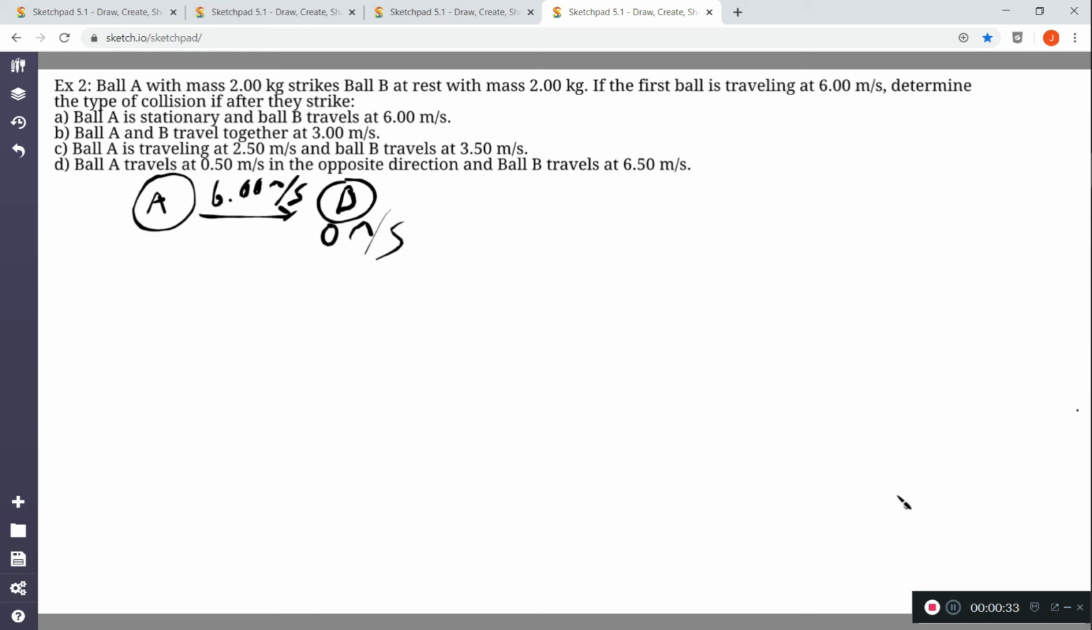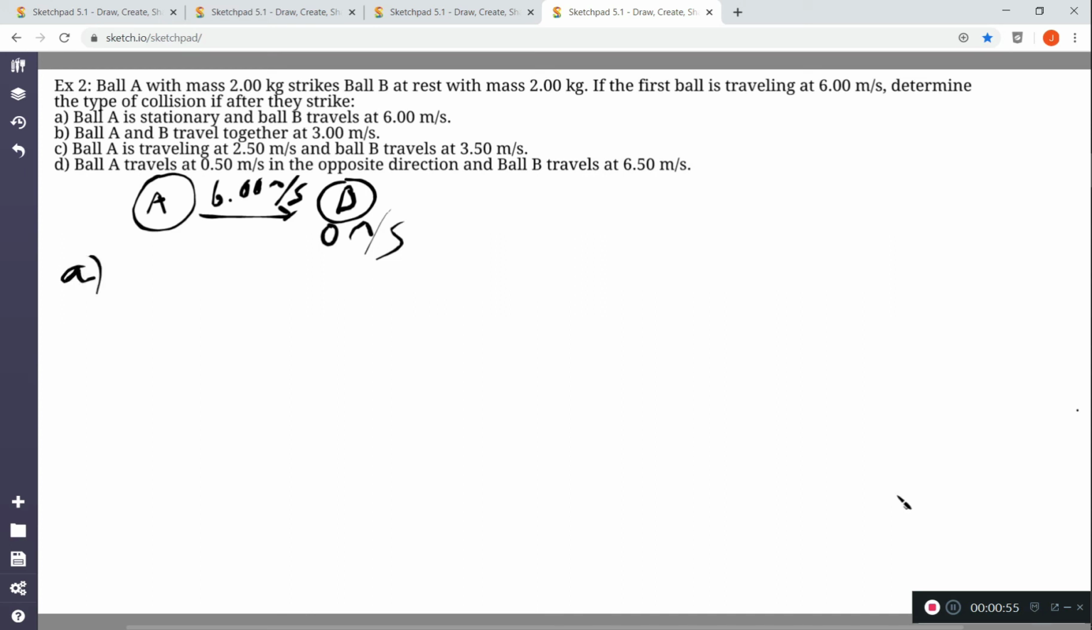Okay, so when we're determining the type of collision, we're going to assume that our momentum is conserved because it should have been. But what we're going to be doing is checking out the kinetic energy before and after, and then comparing that to our definitions of different types.